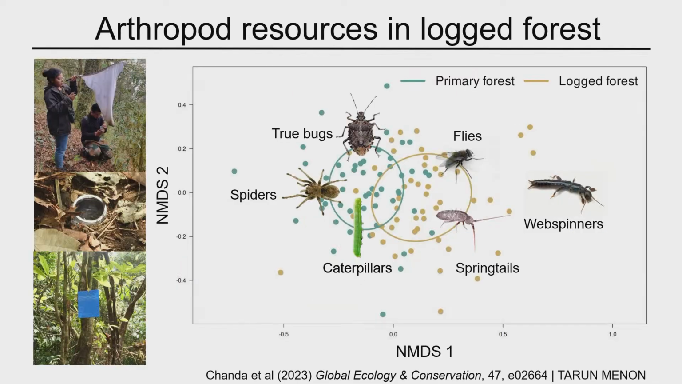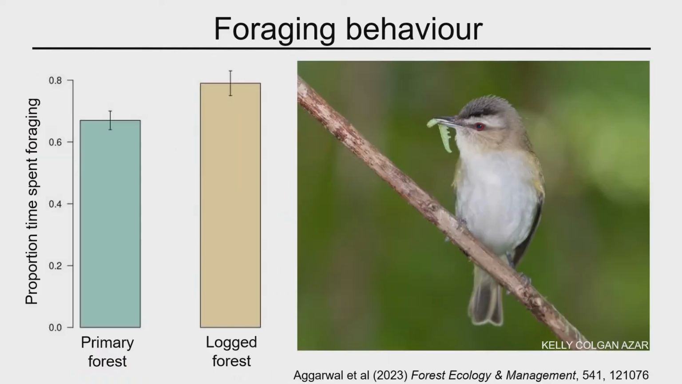And because of that, the insects available to birds to eat is also very different in primary and logged forests. What we found was that in primary forests, birds actually spend less time foraging than in logged forests, because the kinds of insects are different. There are also fewer insects available in logged forests because it's drier and hotter. So birds tend to spend more time foraging in logged forests than in primary forests.